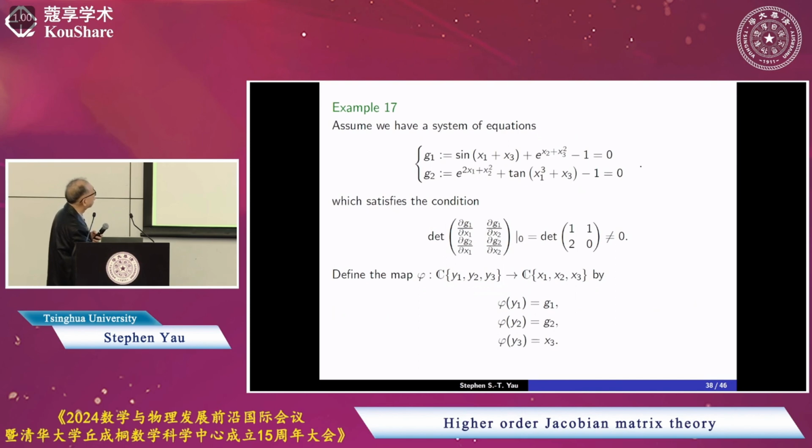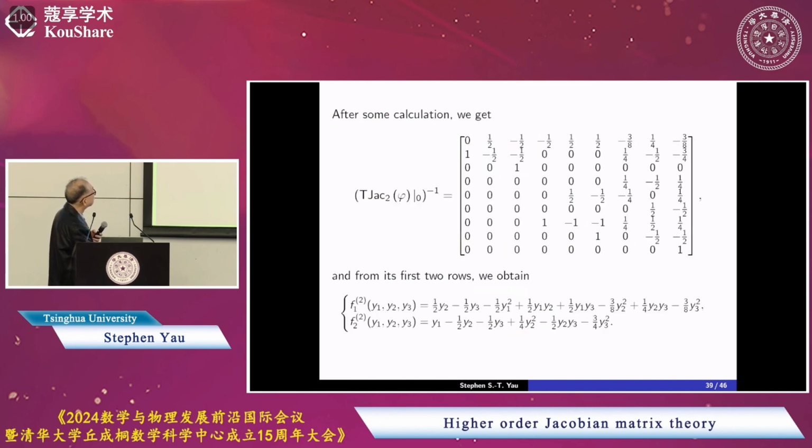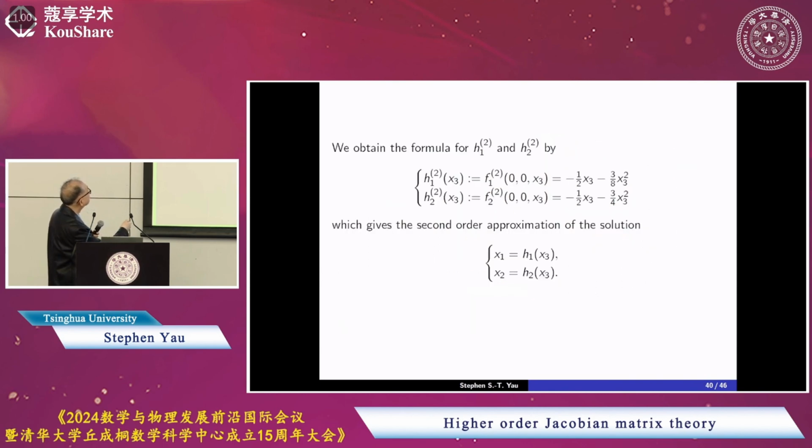For example, you look at this system, and you see that the 2x2 matrix determinant is not zero. So you can compute the inverse of the transformation Jacobian, and from the first two rows we can write down F1 and F2 explicitly. We obtain the formula for H1, H2 by evaluating at zero, with the first two variables equal to zero. Then we get the second order approximation of the solution explicitly, and you can do this to any order.